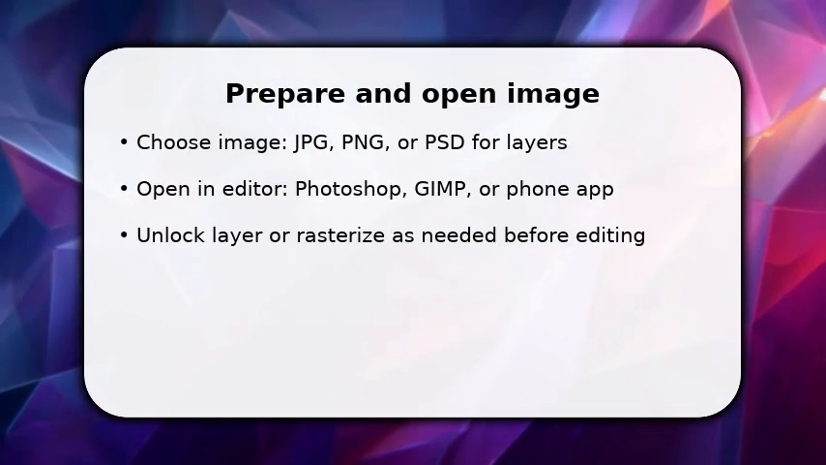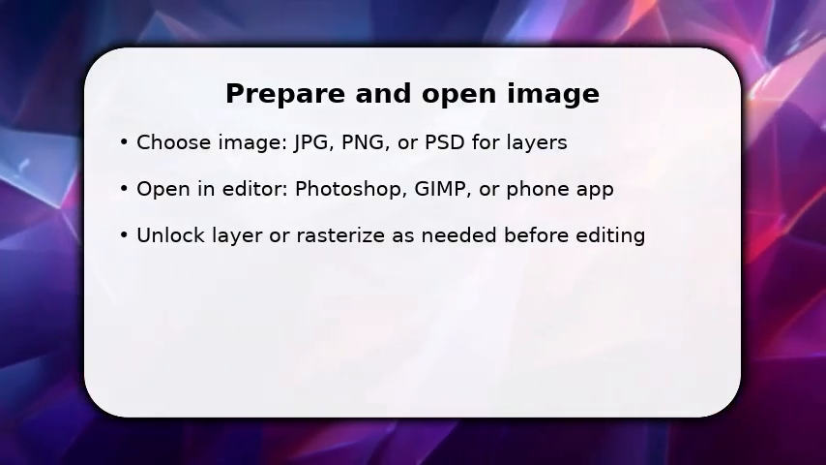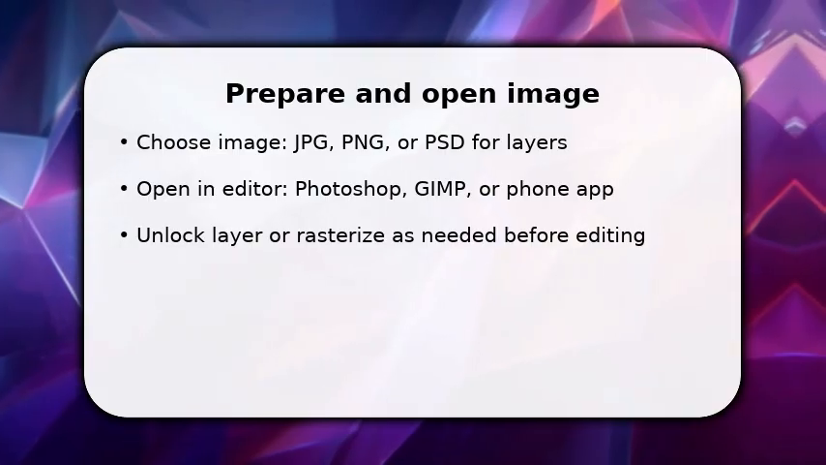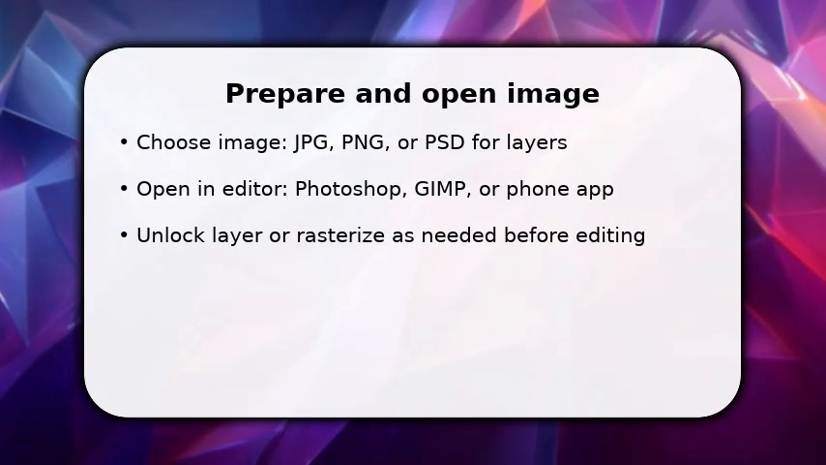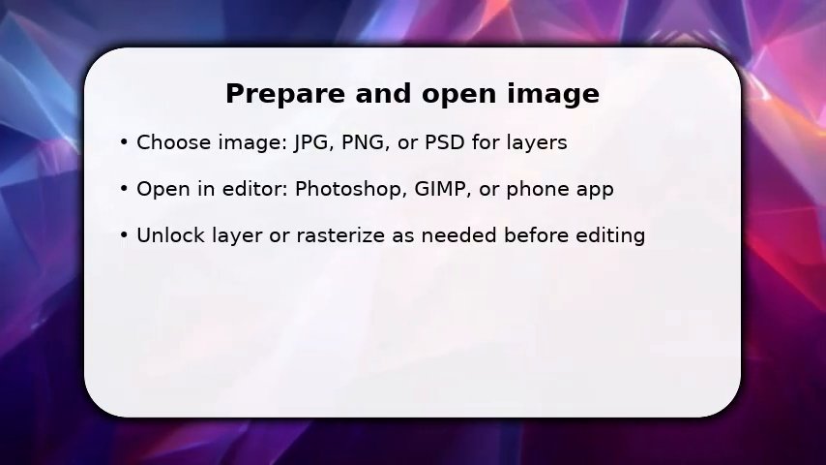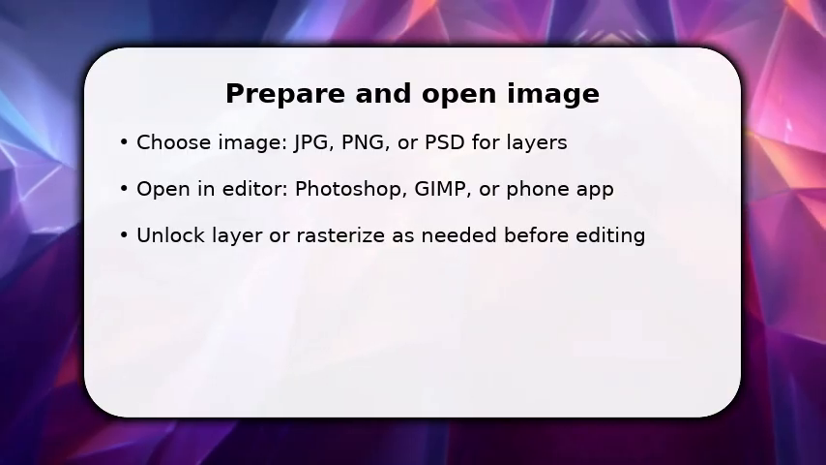You start by opening the image in your chosen editor and confirming the file type. This matters because JPG flattens layers while PSD keeps them. You unlock the background layer or duplicate it so you can revert changes, and then create a new text layer rather than painting text onto pixels.